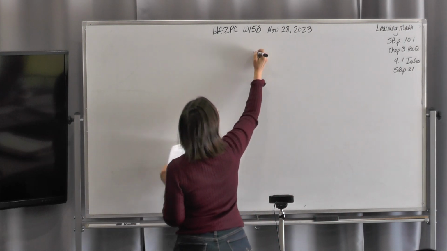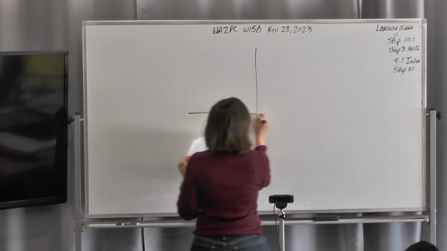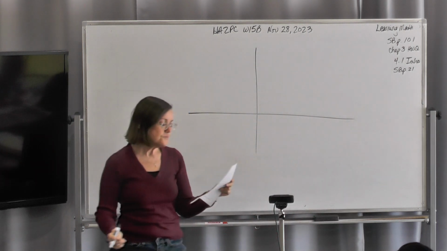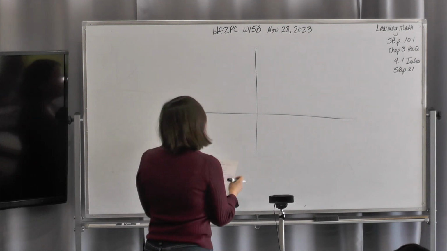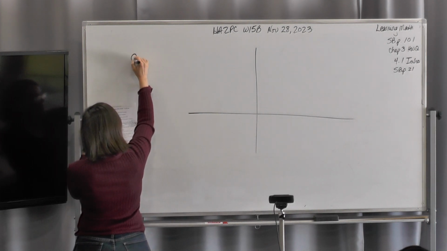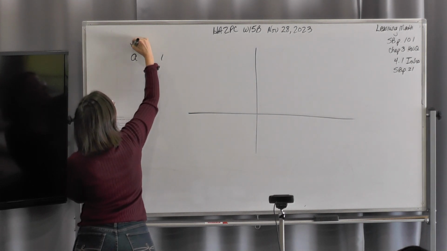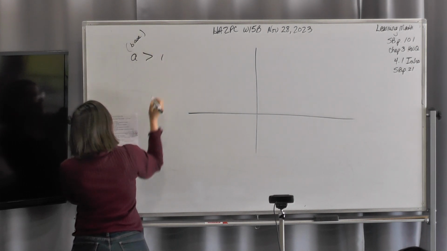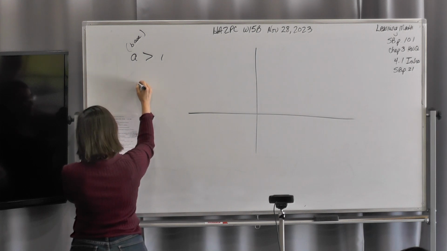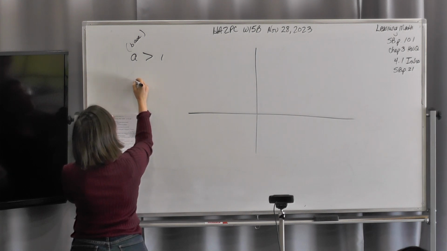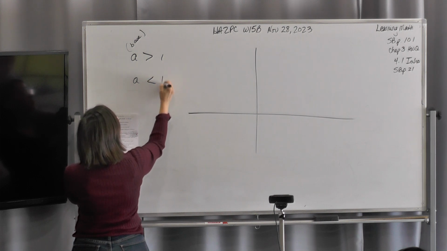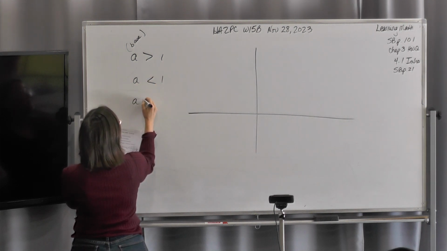Let's think about a graph, okay, of what this is going to look like, all right? We're going to think about what happens if A is greater than 1, A being the base. Okay. What happens if A is less than 1? And of course, what happens if A is 0?